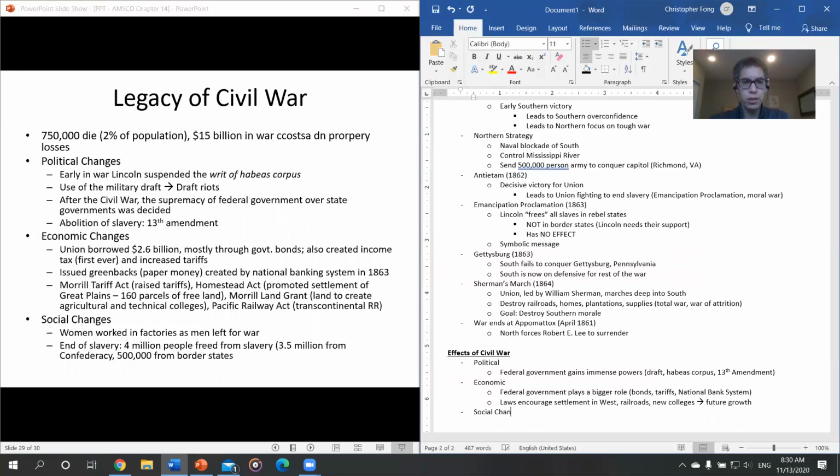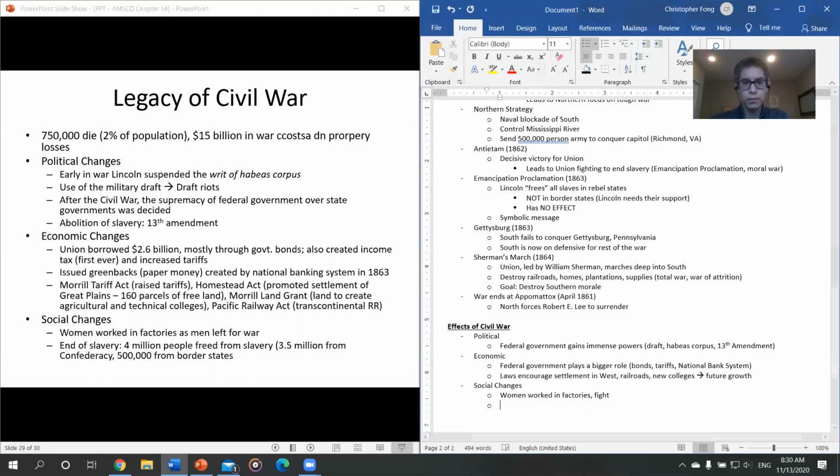And then social changes, well, we have women that would work in factories and they would fight during the war. We have the end of slavery, ultimately, which we'll get to in chapter 15. 4 million people freed from slavery, 3.5 million from the Confederacy, 500,000 from the border states. And then I am going to add here, 750,000 die, 2% of the population. It's the most deadly war we've ever had, and $15 billion in damage.